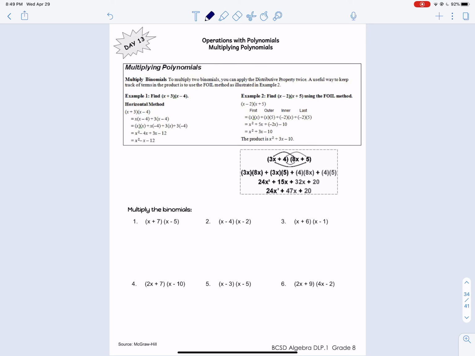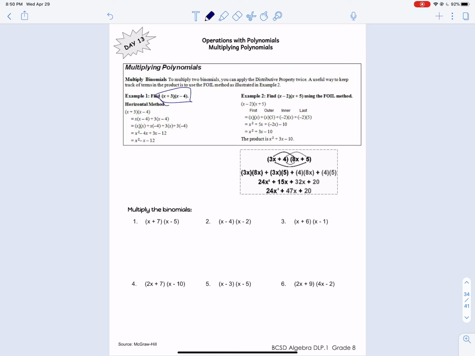Okay, moving along with polynomials. So just like we did in class, we added and we subtracted, we multiplied by a monomial, and now we got to our binomials. So this was what we started doing as we introduced quadratics. So again, it's just practice doing that. The examples, they call this horizontal method. I call it double distributive property. So that's the way I did it in class, and that's the way I prefer.